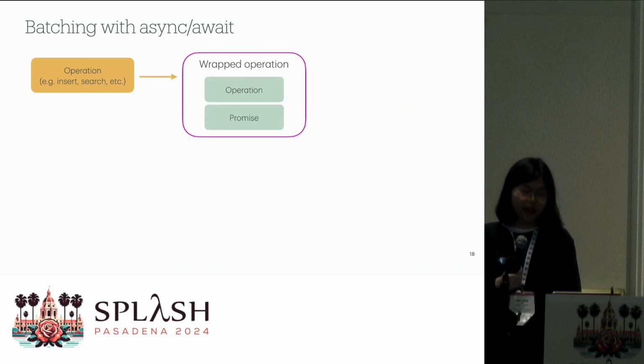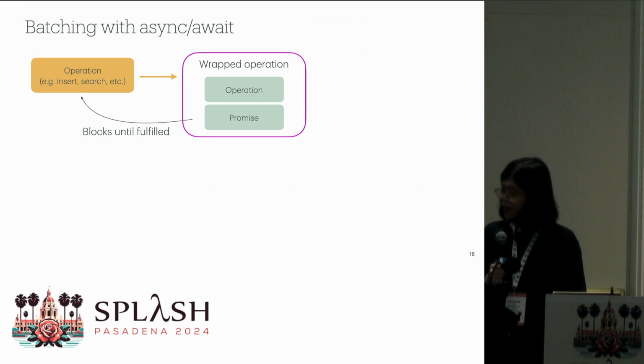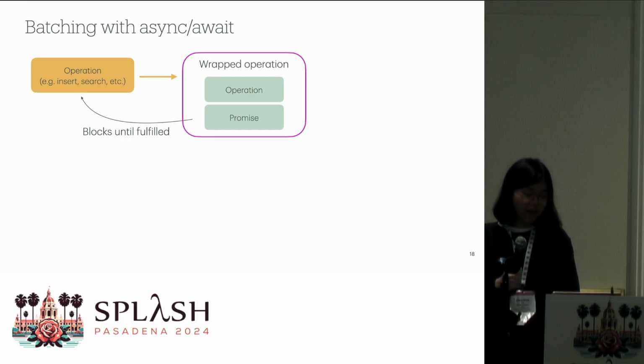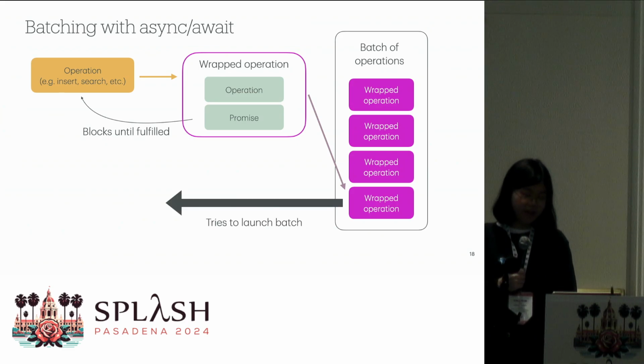Well, we can wrap this operation and add a promise to it, and the thread will not continue the logic after the operation until the promise is fulfilled. This wrap operation is then submitted to the current batch of operations, and the current thread that submitted the operation attempts to launch the batch of operations. If it is not successful because, say, another batch is currently running, it will just spin on the wrap promise.